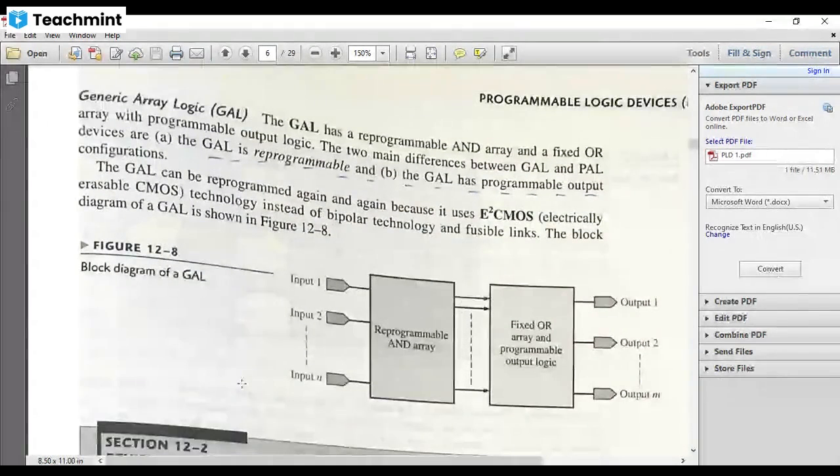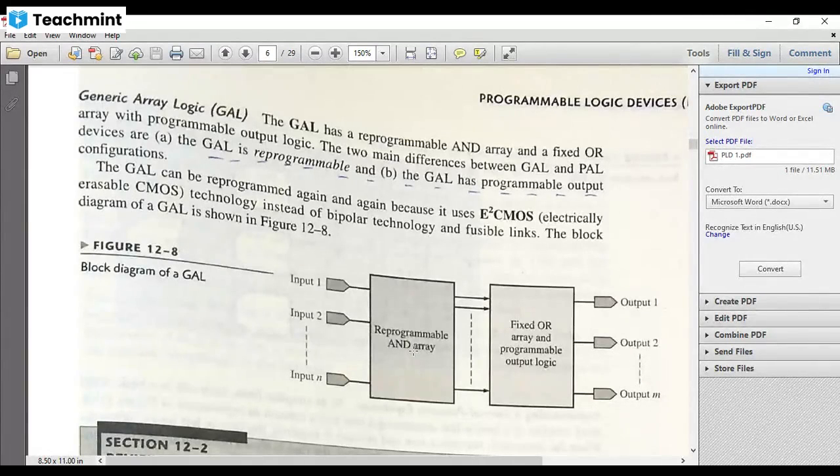Now here it is a GAL, so this is the block diagram of the GAL. GAL is the generic array logic. Here, as in the previous one, the programmable array logic, the AND gate is programmable, but here it is not just programmable, it is reprogrammable. In the previous case, the programmable array logic has only a programmable AND array.